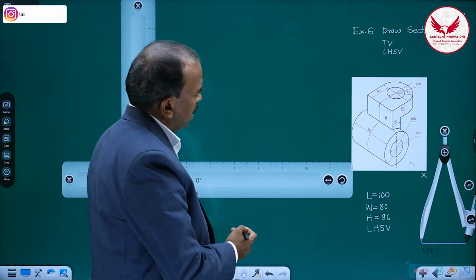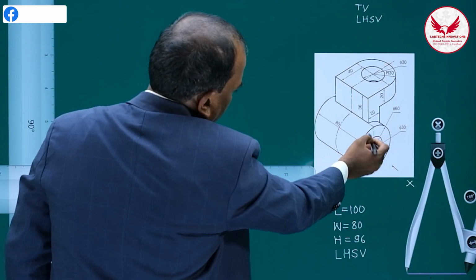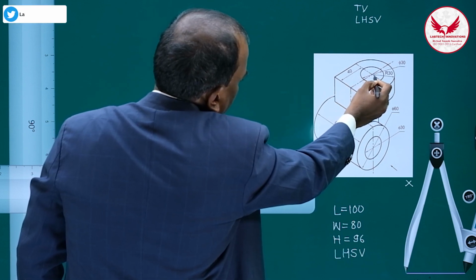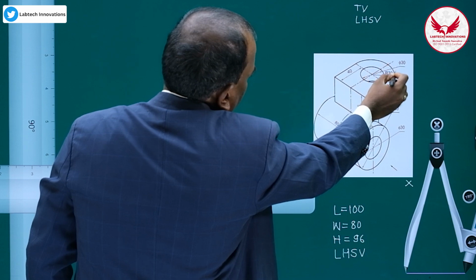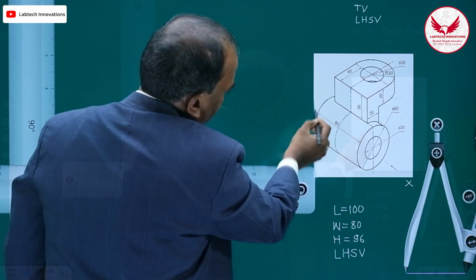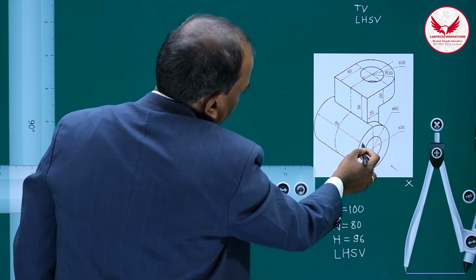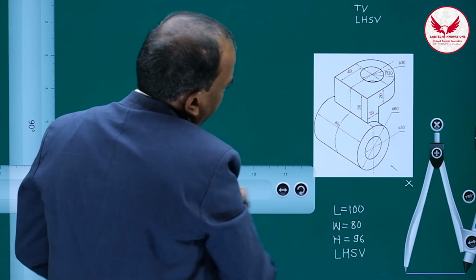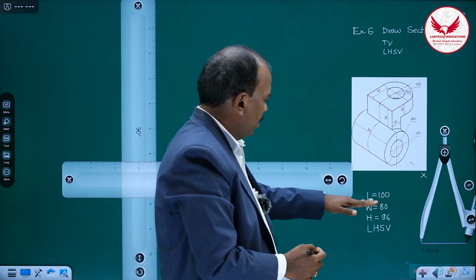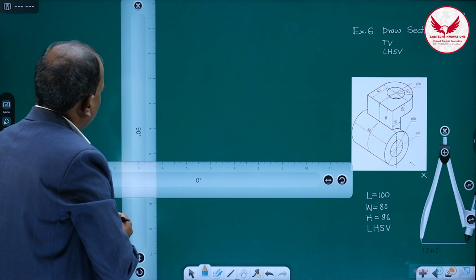If you see this object neatly, as far as the length is concerned, this cylinder is 60, means up to this center line 30, then 30 plus 40 up to this center 70, and then the radius of the outer semicircular portion is 30. Like that, length is 100, width is directly given as 80, and height is this cylinder 60 and above it 36. So we have these three dimensions: length is 100, width is 80 and height is 96.